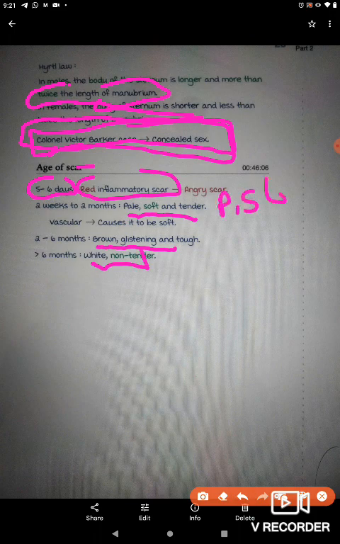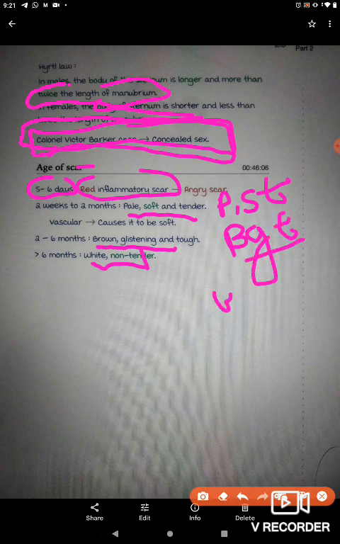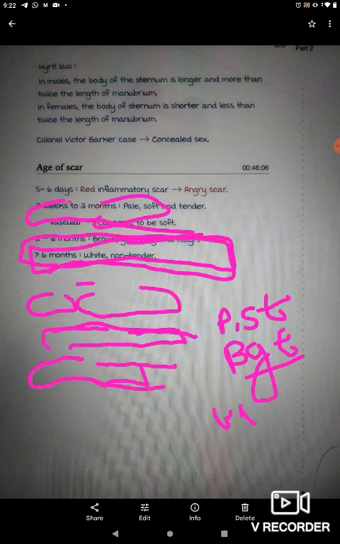So first it is pale, soft, and tender. Then brown, glistening, and tough. Then it becomes white and non-tender after 6 months of the scar. In 2 to 6 months, brown, glistening, and tough. In 2 weeks to 2 months, it's pale, soft, and tender. Vascular, so because it's vascular, it causes it to be soft. Red and inflammatory, it is an angry scar.